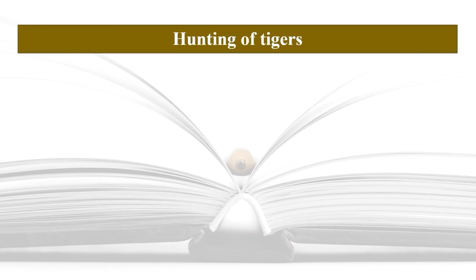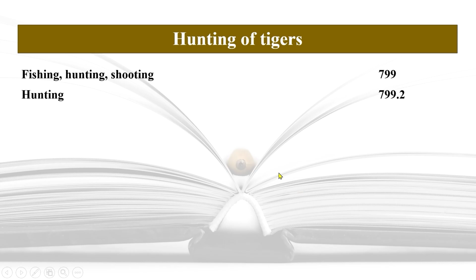Hunting of Tigers is our next title. Tiger is a mammal, an animal, so generally we will find it in the 500s, in zoology 590. But that is the zoological perspective of tigers. Here the book is written about the hunting perspective, which is related with the arts, or fishing, hunting, shooting, etc. From the third summary you will find that fishing, hunting, shooting is in 799. Under 799 the specific number for hunting is 799.2, specific kinds of big game.